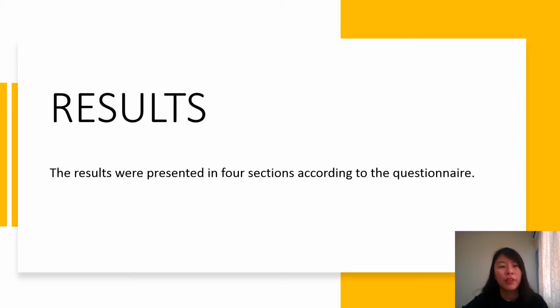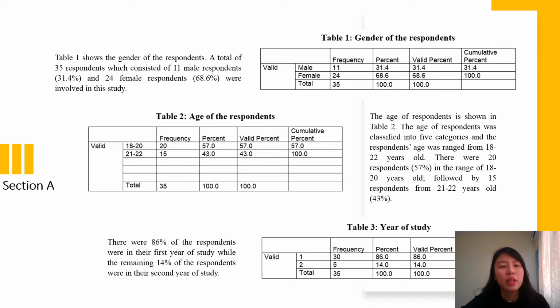Now, we come to the results. The results were presented in 4 sections according to the questionnaire. The first is 3 questions from section A. You can see that table 1 shows the gender of the respondents, table 2 is the age of the respondents, and table 3 is the year of study.